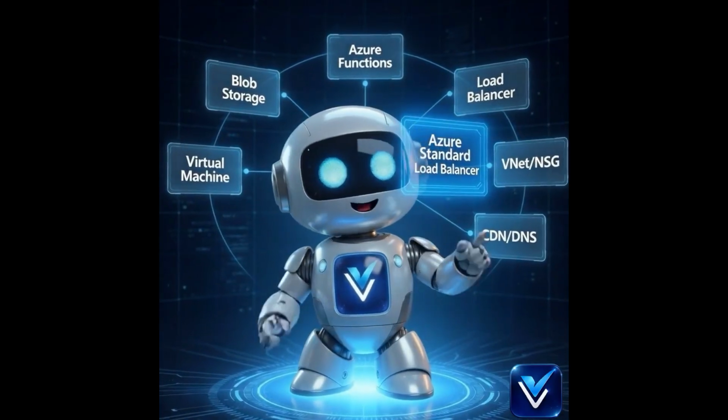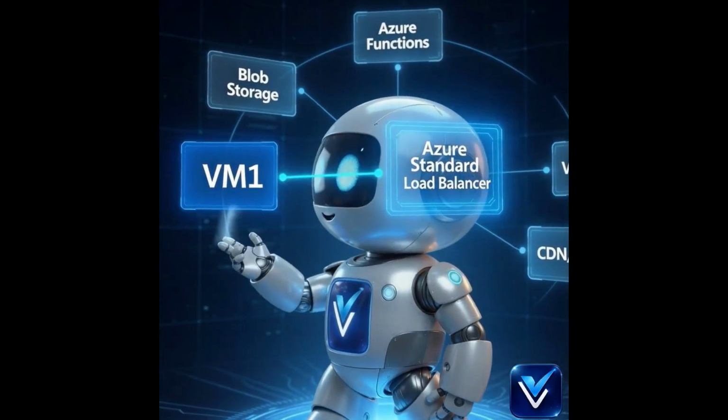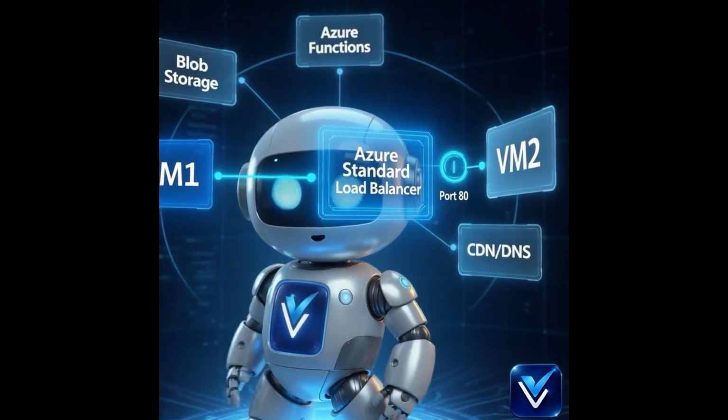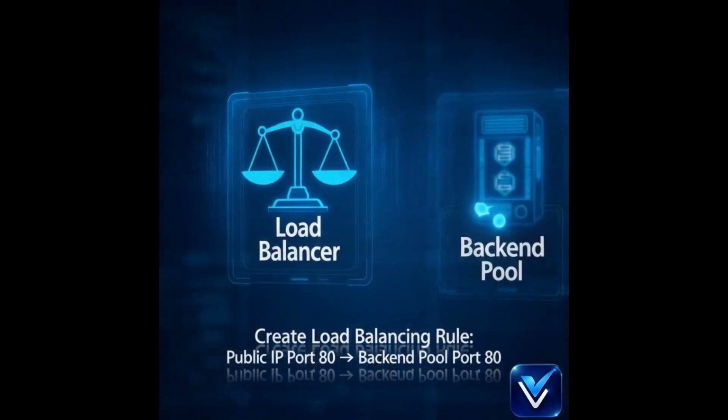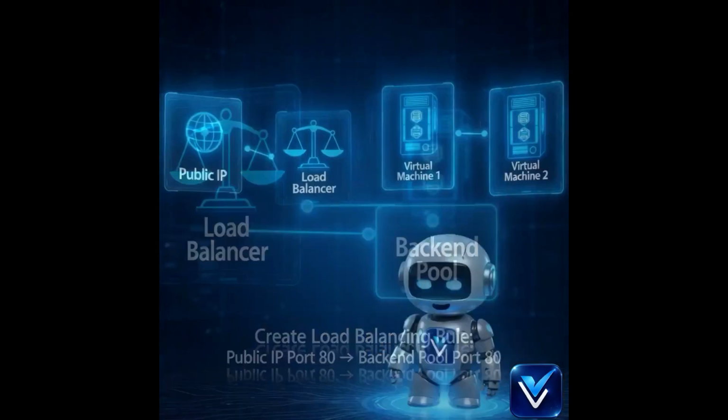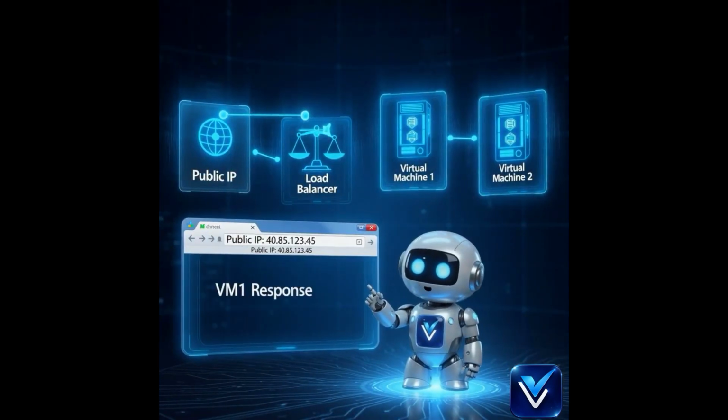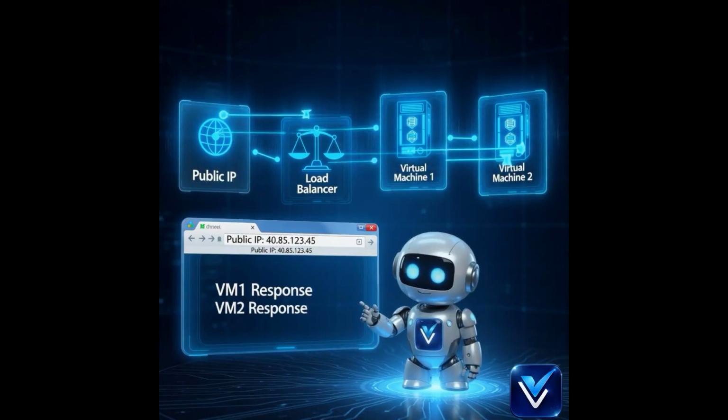Step 3. Create the Azure Standard Load Balancer. Add both VMs to the backend pool. Create a health probe on port 80. Step 4. Create a load balancing rule pointing port 80 of the public IP to port 80 of the backend. Now open the load balancer's public IP in your browser. It alternates between VM1 and VM2.